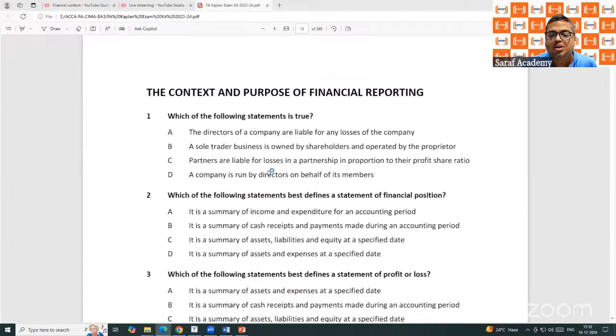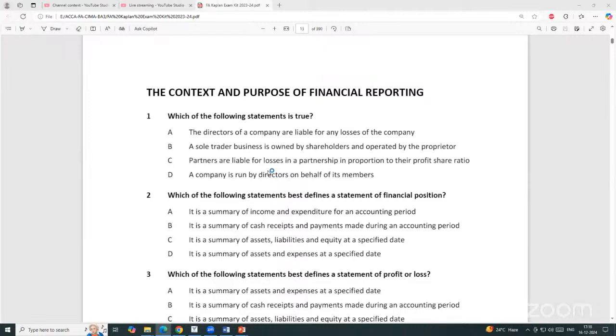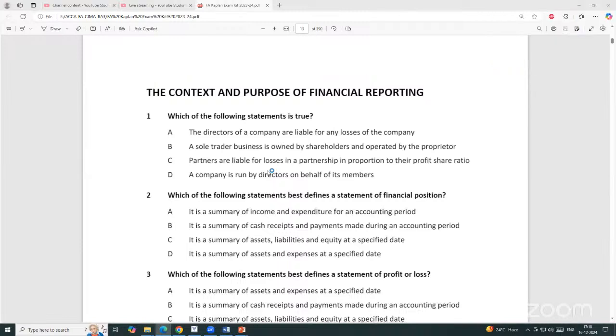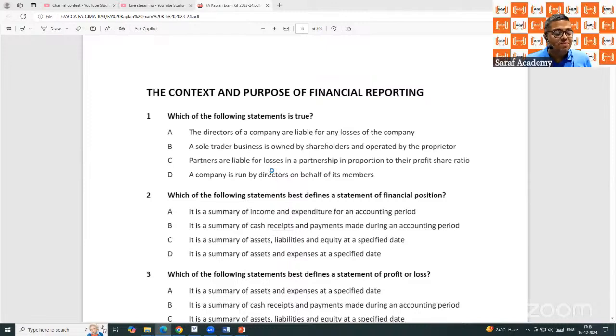So D is also correct, sir. Yes, sir. So what should be done? What should be done? So both C and D are correct. But they are asking only one, sir. Both of them are correct. But sir, C we need to say wrong. Why will we say wrong?